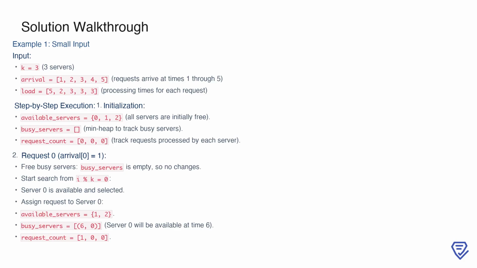For the first request arriving at time 1, the algorithm checks the busy_servers heap but finds no servers to free since it's empty. It then starts searching for an available server starting from index i%k, which is 0. Server 0 is selected, assigned the request, and is marked as busy until time 6. The available_servers set is updated to exclude server 0. The busy_servers heap now records that server 0 will be busy until time 6, and request_count reflects that server 0 has handled 1 request so far.